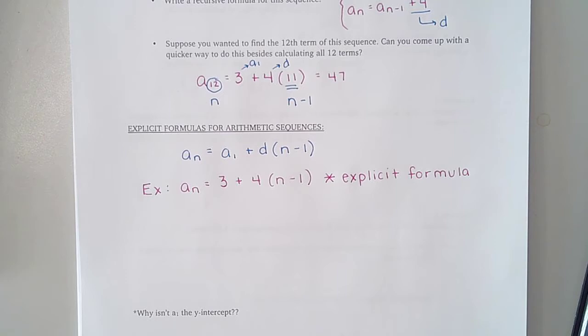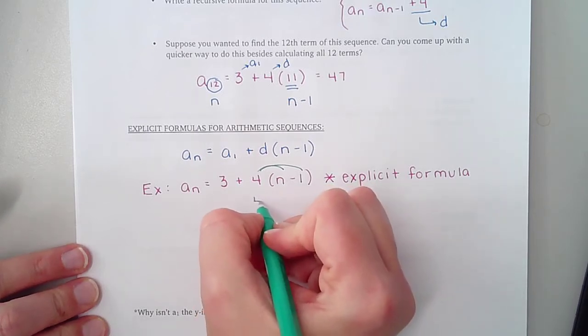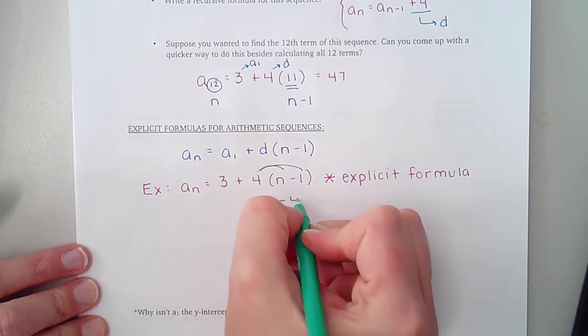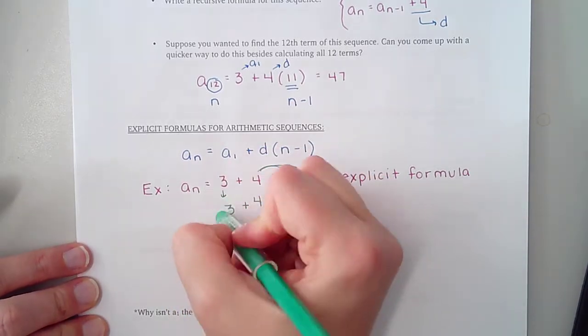So here's what I'm going to do now. I'm going to take that formula and I'm going to simplify it. So I'm going to start by distributing the 4, and in fact, why don't you pause the video and you try to simplify it. Start by distributing the 4, and then see what you can combine. So this will give me 4n minus 4, and then I'm going to bring down the 3. Oh, sorry, that kind of got out of line there.